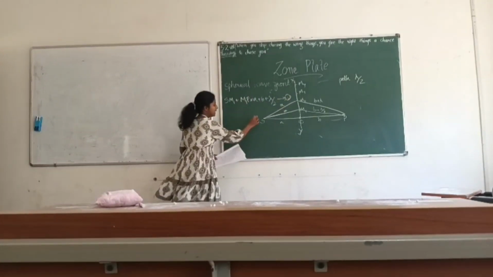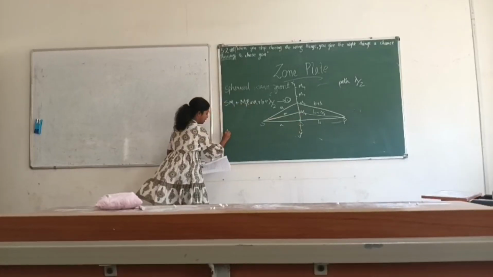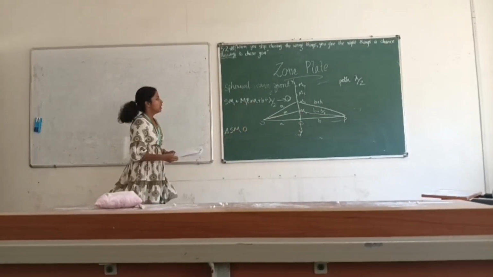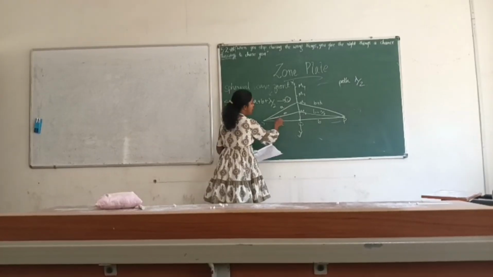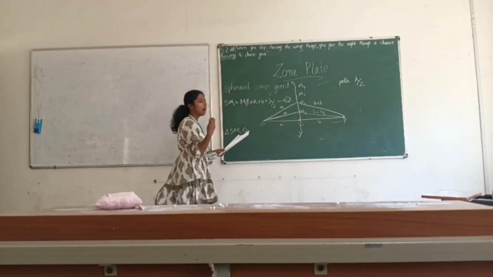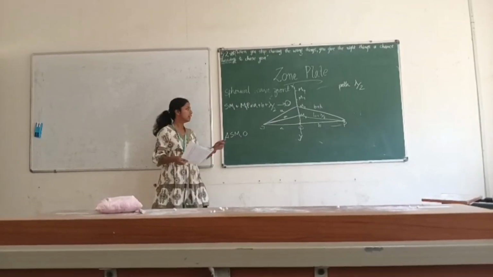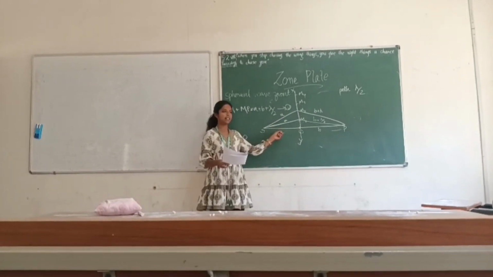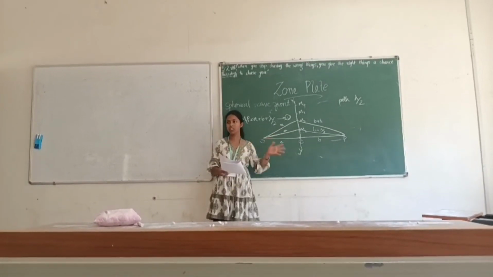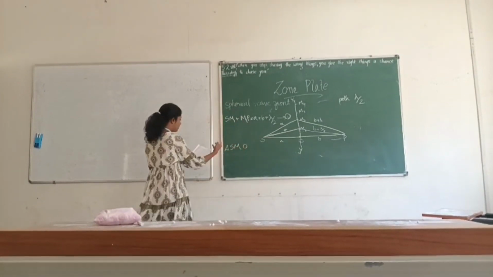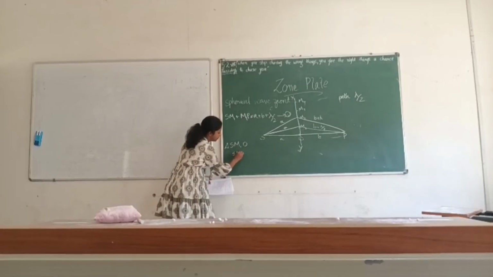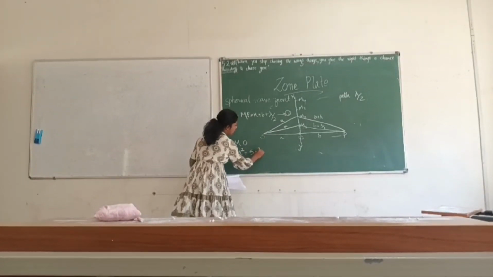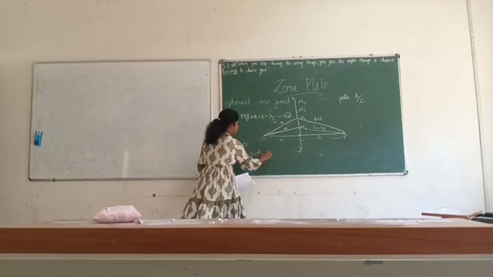Next we have the triangle SM1O. We know the values of these sides, so we use Pythagoras theorem. We know that the square of the hypotenuse is equal to the sum of the squares of the adjacent side and the opposite side. So SM1 square is equal to SO square plus OM1 square.